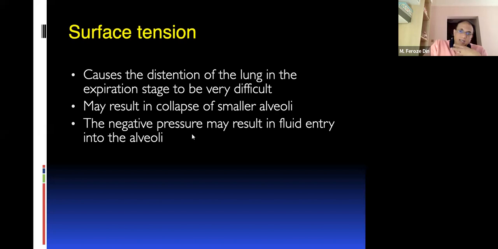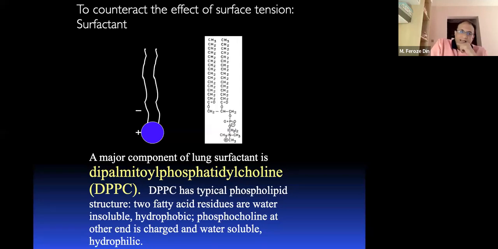So as we were evolving our respiratory system, we evolved something that reduces the surface tension, and this is called surfactant. Surfactant, dipalmitoyl phosphatidylcholine, DPPC, is a secretion which is made by the type 2 pneumocytes within the respiratory system.